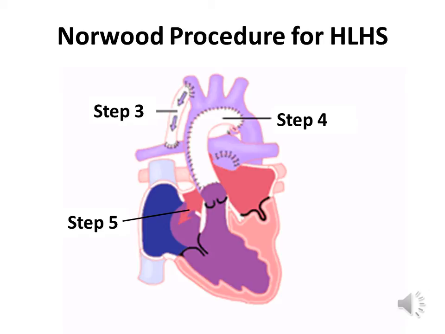In step 5, an atrial septectomy is performed, in which a large hole is created between the left and right atrium. This allows the pulmonary venous blood flow to return to the single right ventricle in an unobstructed fashion.